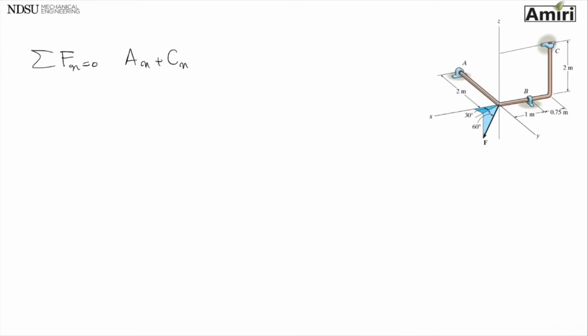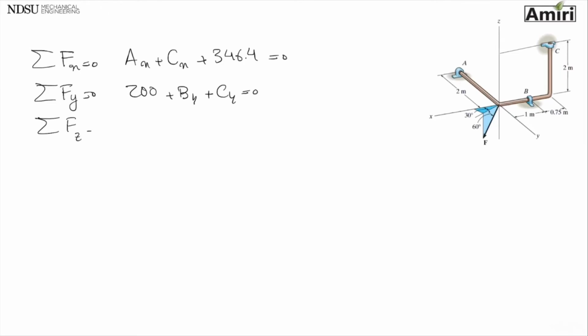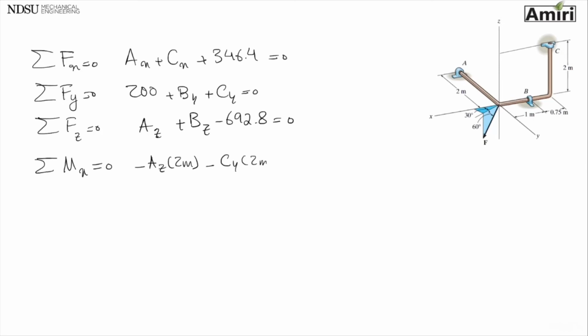AX plus CX plus 346.4 equals 0. Forces in Y, 200 plus BY plus CY equals 0. Summation of forces in Z direction, AZ, BZ, 692.8 equals 0. Summation of moment about X equals 0: minus AZ 2 meters minus CY 2 meters equals 0.